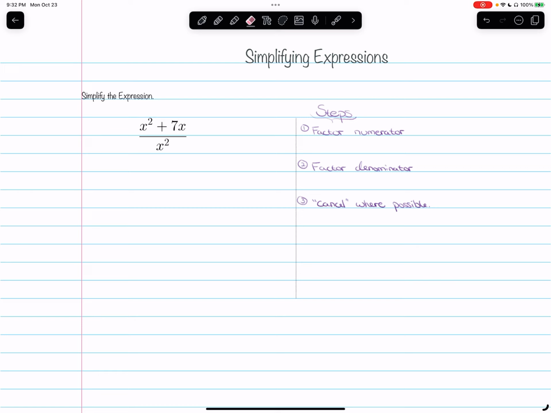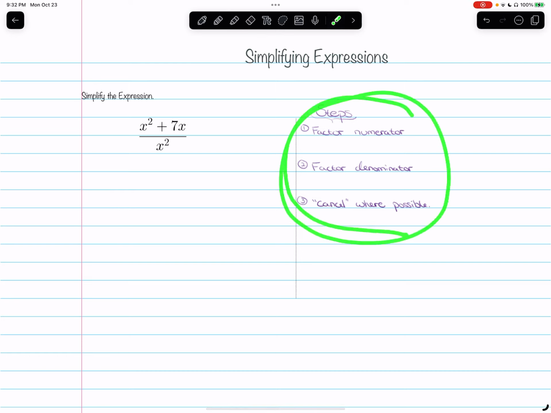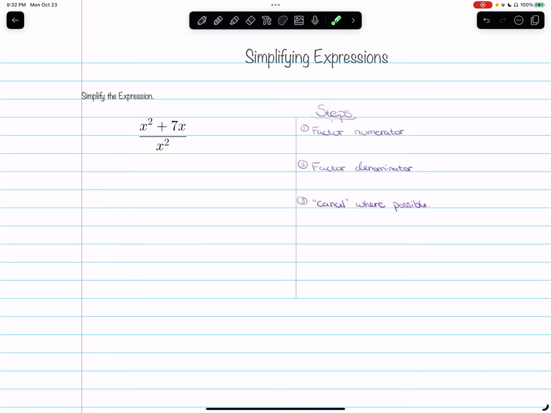Today we're looking at an example of simplifying a rational expression. Okay, rational just means fraction. All right, remember that I will always have the steps over here on the right, and I will number them as I do the math on the left.